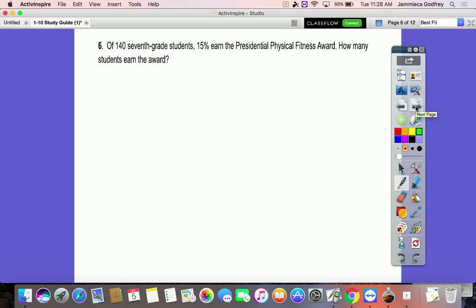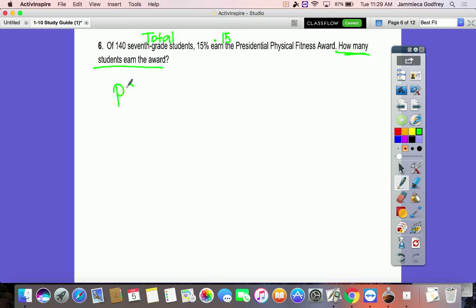Okay, so of 140 7th grade students, 15% earned the Presidential Physical Fitness Award. How many students earned the award? So you're looking for how many students earned the award. And they told us the total. This is the total amount of students that we have. This is our percent. So we're looking for what part of the total amount is 15%. So there's two ways that you can work this problem.